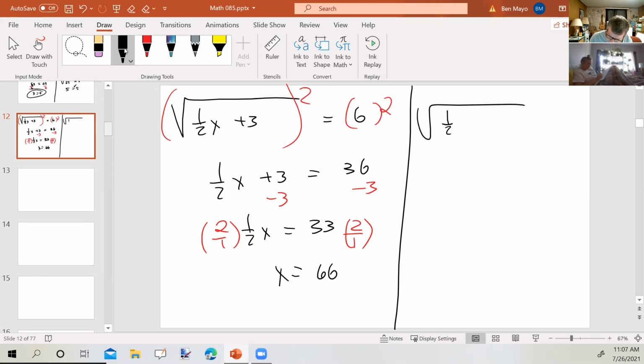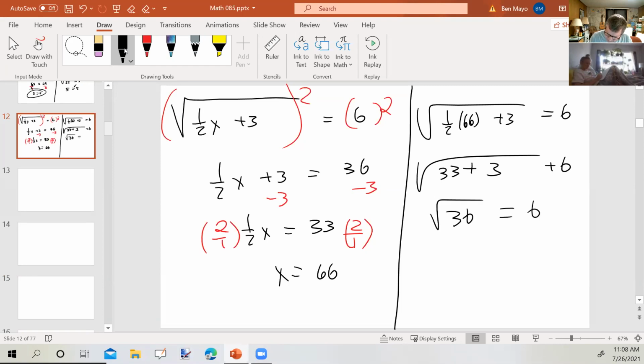The square root of 1/2 times 66 plus 3 equals 6. 1/2 times 66 is 33. 33 plus 3, 36. Square root of 36 is 6. 6 equals 6. So x equals 66 is correct. Okay, good to go on that.